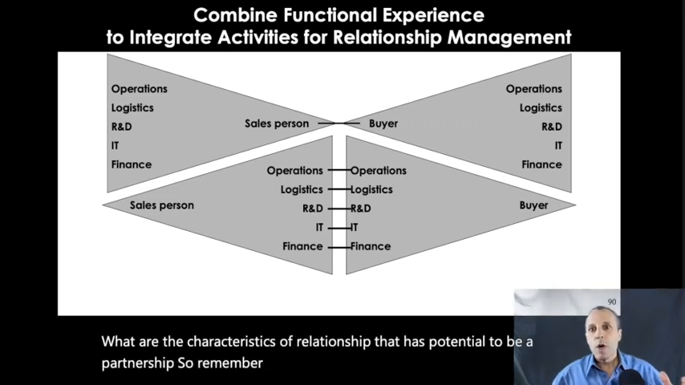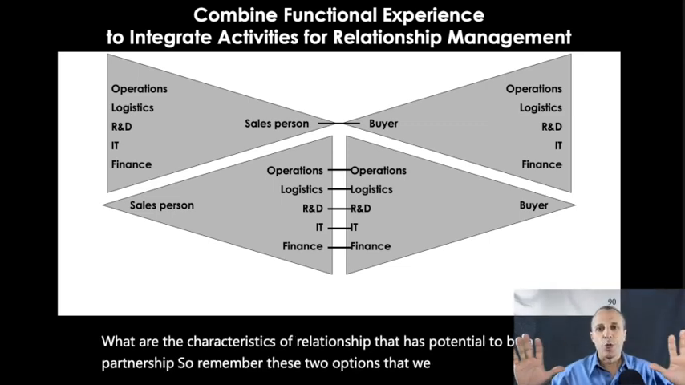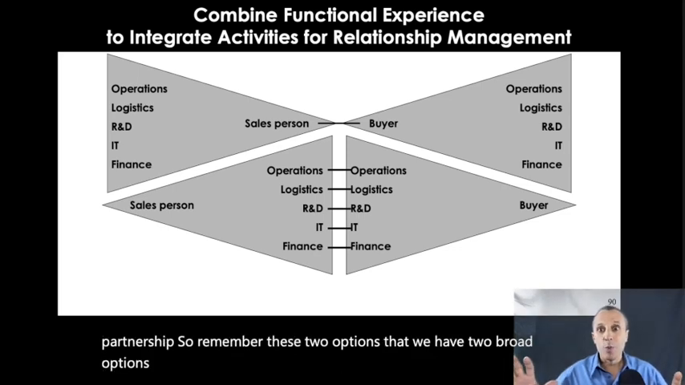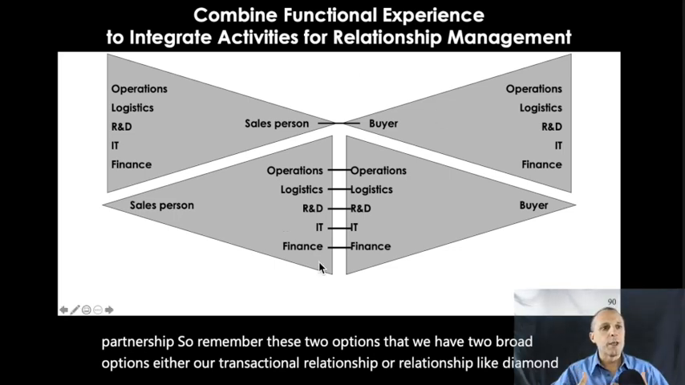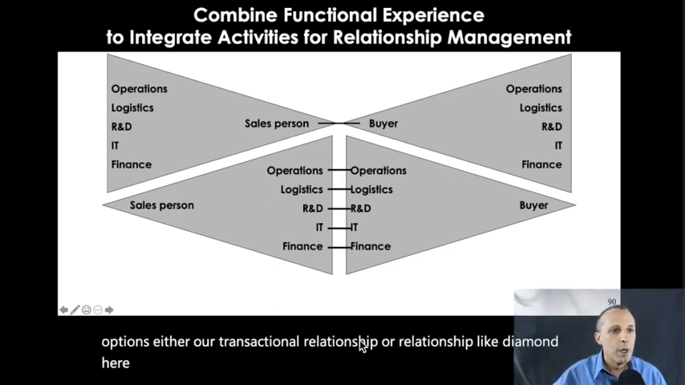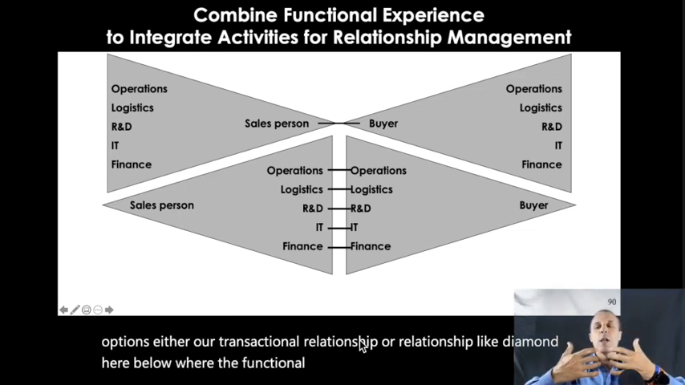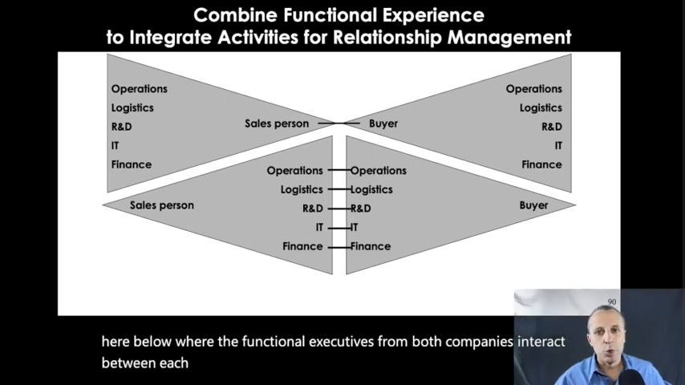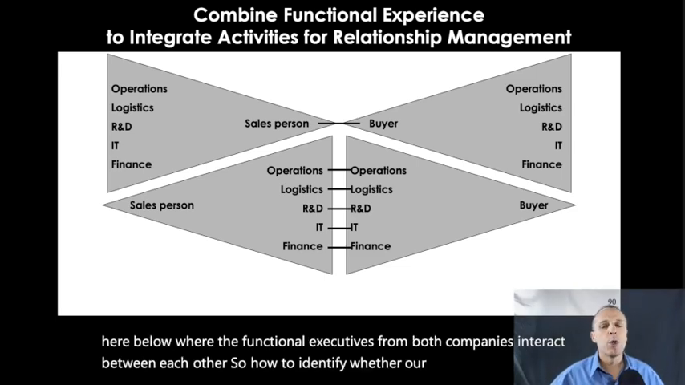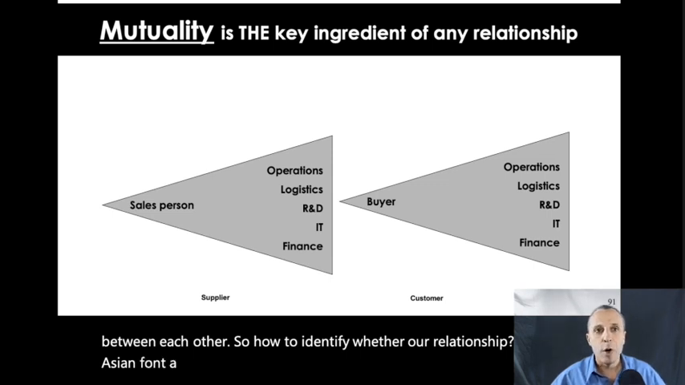So remember these two options that we have, two broad options: either a transactional relationship or a relationship like the diamond here below, where the functional executives from both companies interact with each other. So how to identify whether a relationship is in fact a partnership? Well, the first point to address is mutuality.